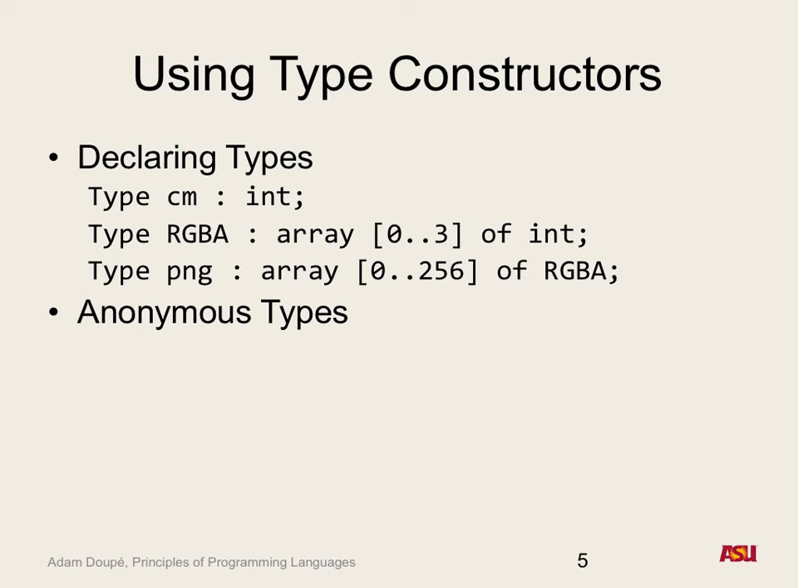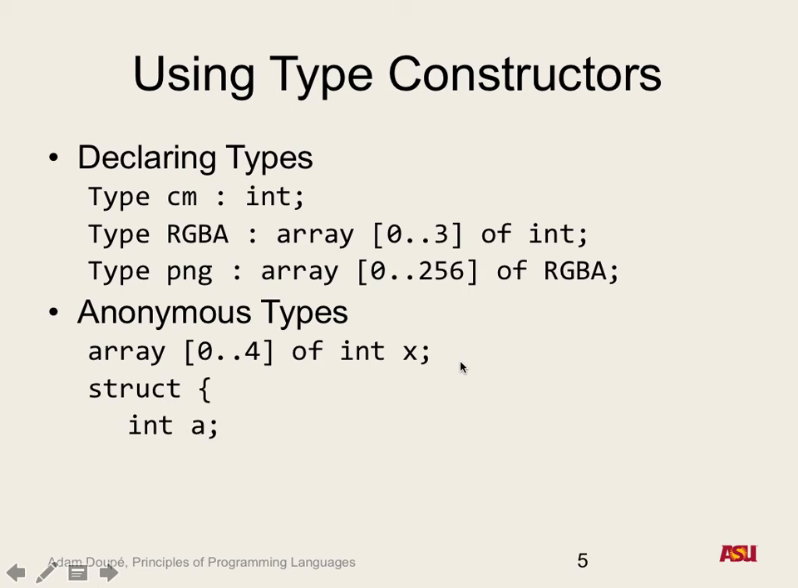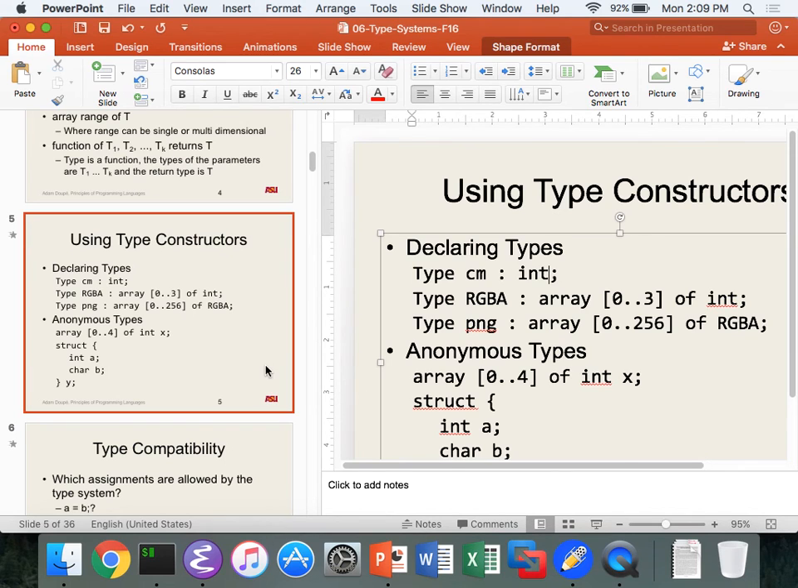In our language, and this can happen in C, as we'll see in a second, we can declare variables. Here I'm declaring a variable X, just like the syntax we're used to, type then variable. Here the type of X is an array 0 through 4 of int. So if you're the type system, does X have a type? It's an integer array 0 through 4. Does that type have a name? No.